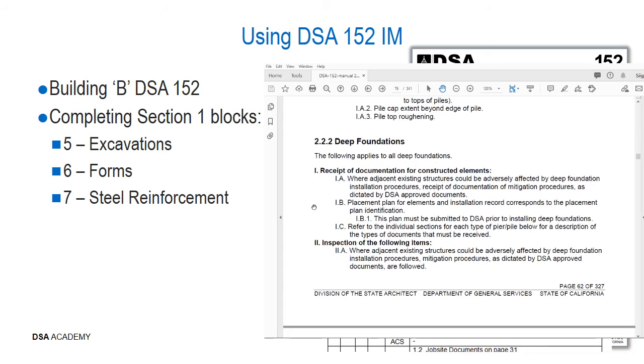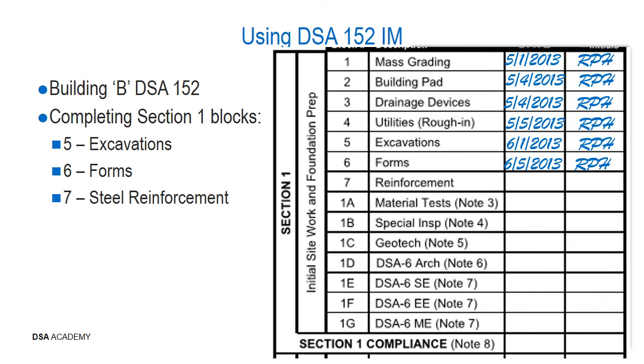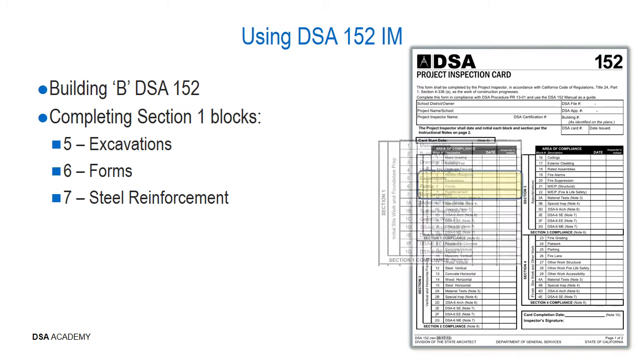So after you've verified that, coming back to the card, you would go ahead and put the date and initials based upon those documentation and inspection items that you had completed for that system.